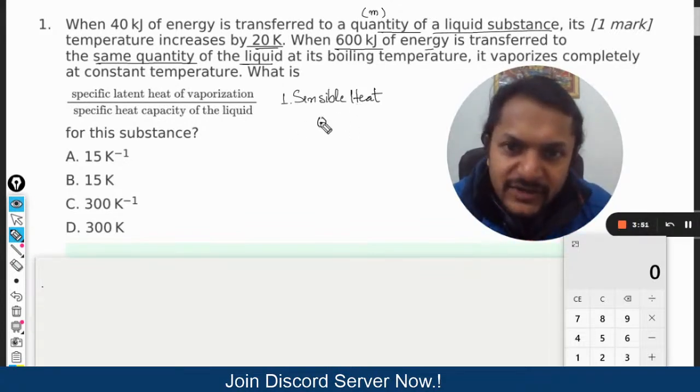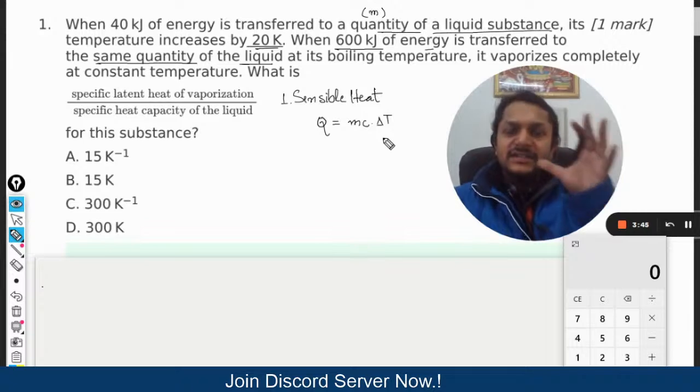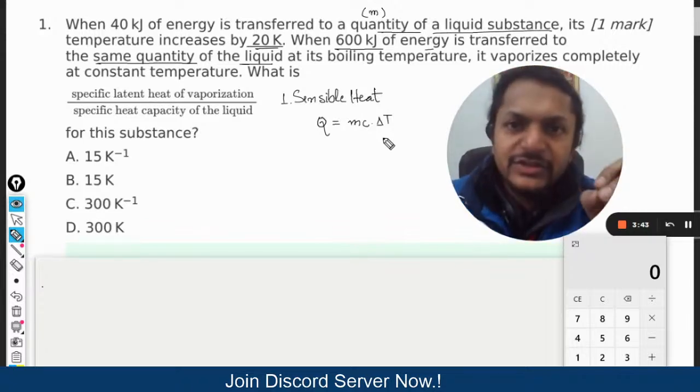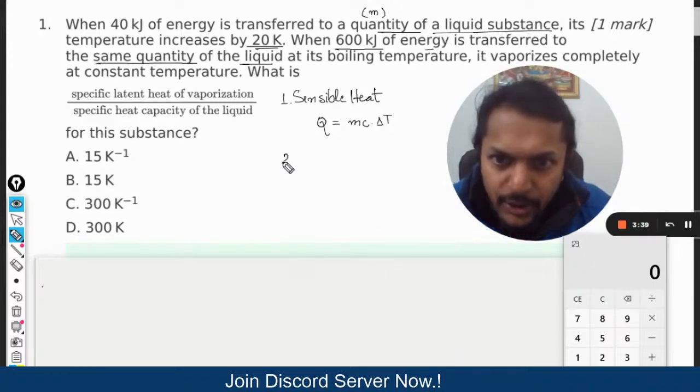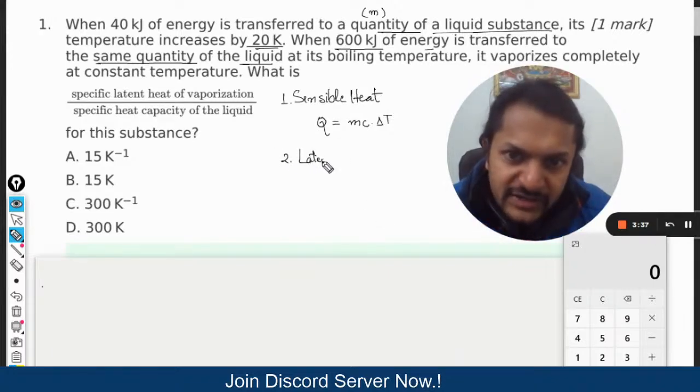So in sensible heat, we use the formula Q is equal to mc delta T, where delta T is the temperature change, m is the mass of the substance, c is the specific heat of the substance, and Q is the heat provided. Now, point number two, the second kind of heat is known as latent heat.